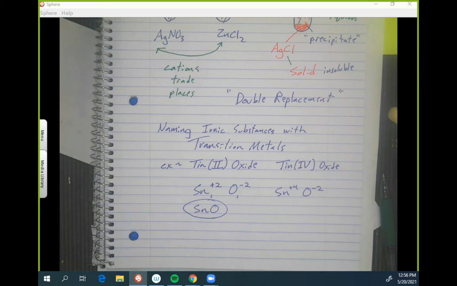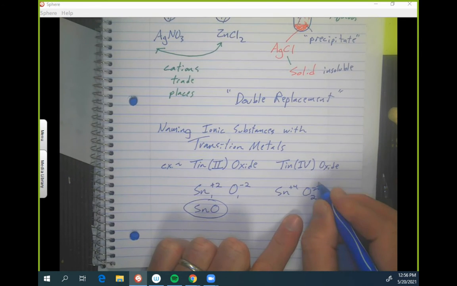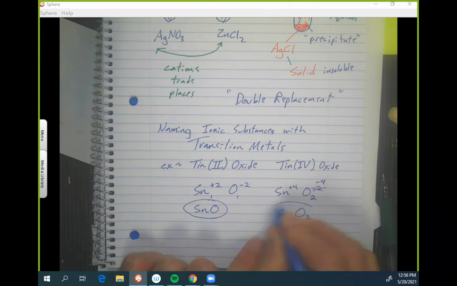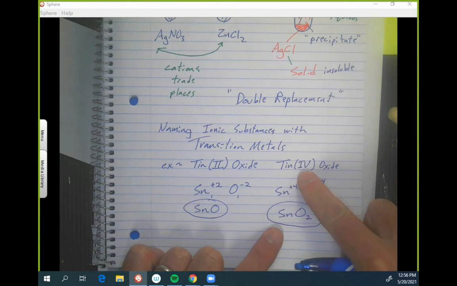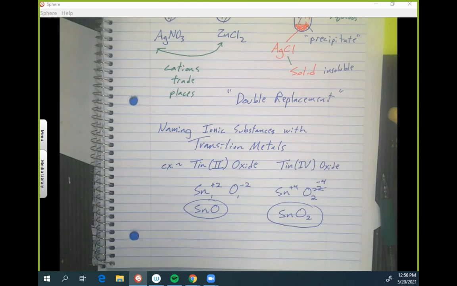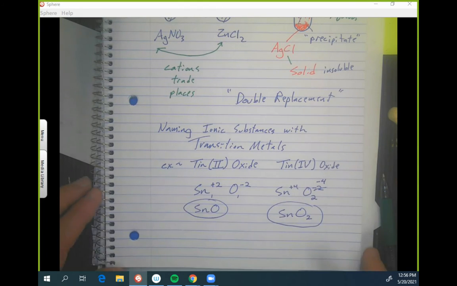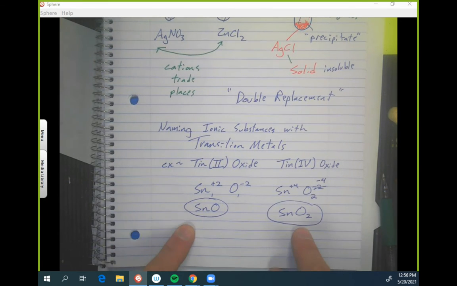Okay, and Abby has mentioned it, and Kendall has mentioned it, and Megan has mentioned it. Yeah, we're going to need another oxygen. So I multiply it by 2. That changes it to -4. And now my new formula is SnO2. Notice that a lot of people think that the 4 means a subscript. It does not mean that. Those Roman numerals are charges. Those are charges.